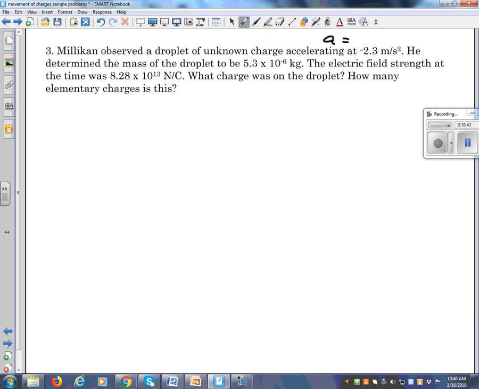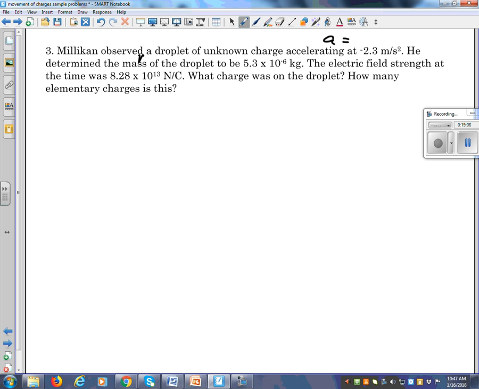He determined the mass of the drop to be 5.3. The electric field strength was 8.28. What charge was on the drop and how many elementary charges in it? This is actually what Millikan did. These are the steps. It wasn't so much the suspended thing, he would actually measure the terminal velocity. But we're working backwards.